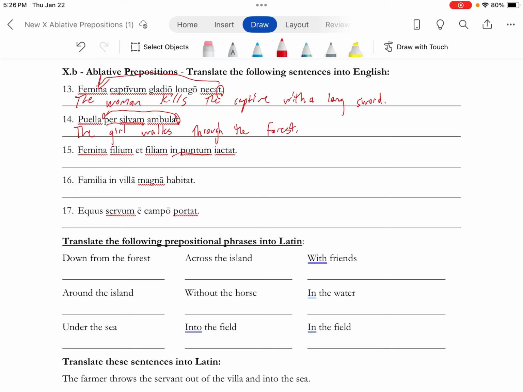Number 15. Our prepositional phrase is the in pontum. Femina filium et filiam in pontum jactat. The woman jactat throws her filium et filiam, her son and daughter. In pontum. Pontum is accusative, so that in means into. So into the sea.